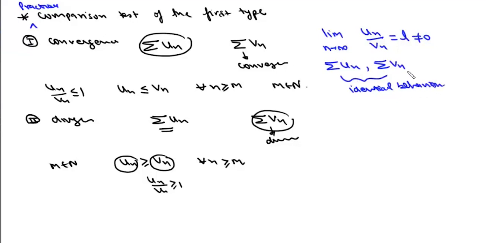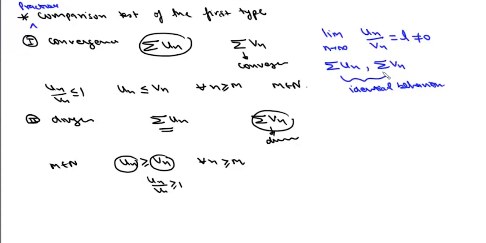So if this series Vn converges, then un will converge, and if Vn diverges, then this summation un will also diverge. So rather than comparing the two terms, we'll simply work out this limit, n tends to infinity, un upon Vn. If it is unequal to 0, then we'll say both the series have identical behavior of convergence.